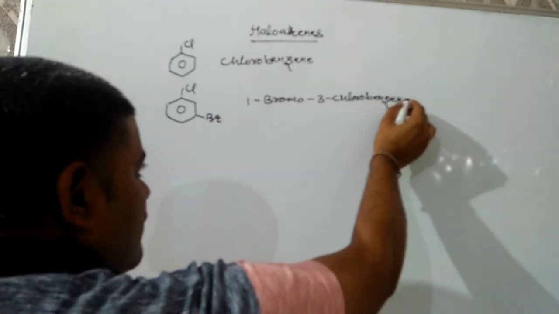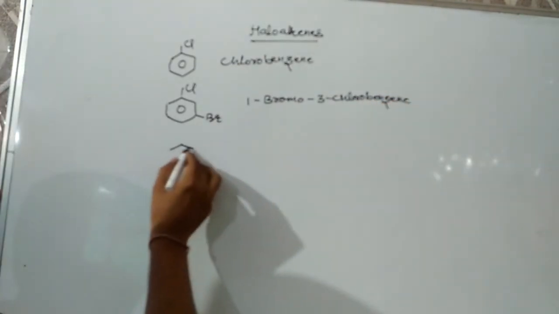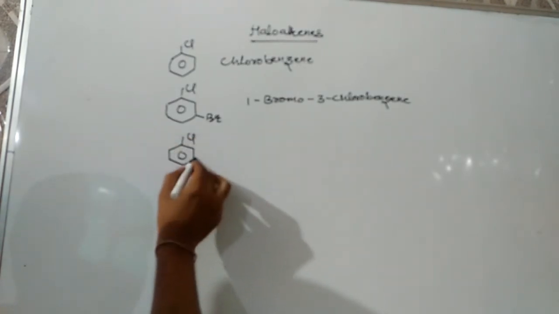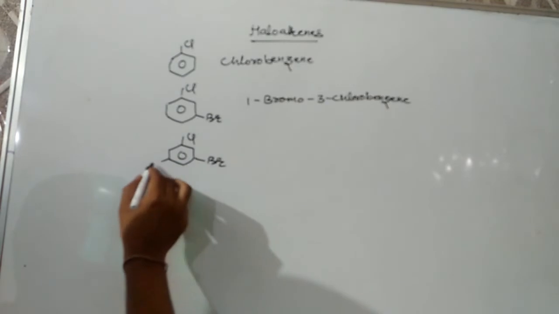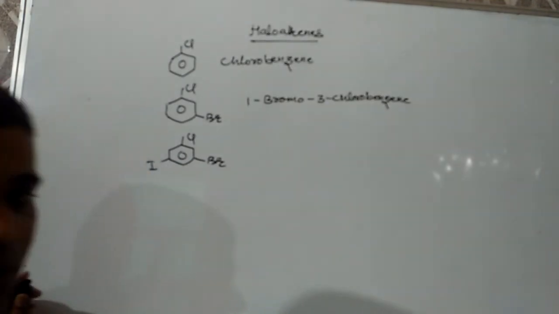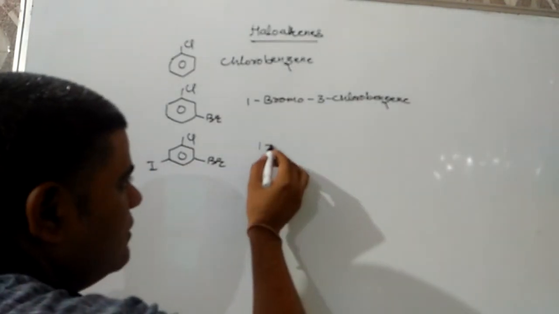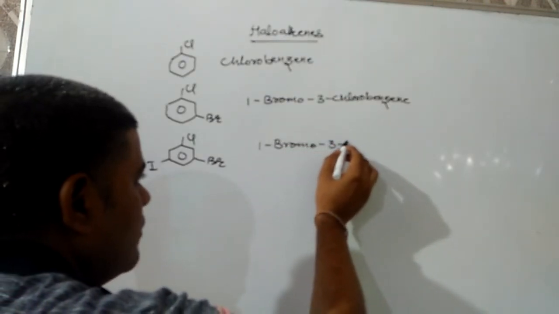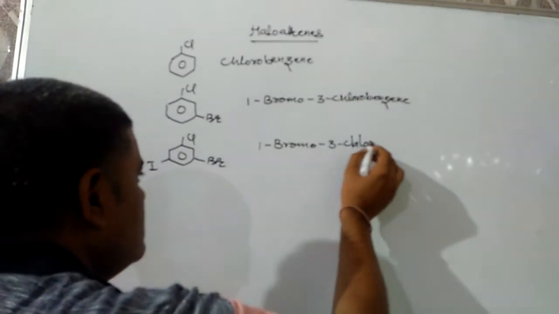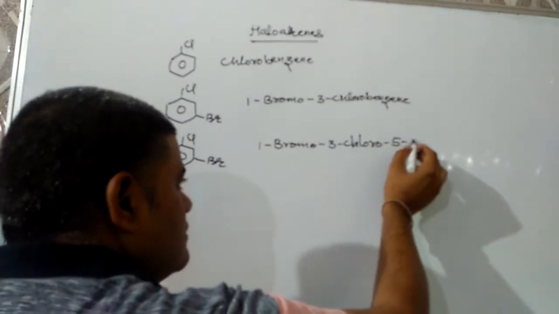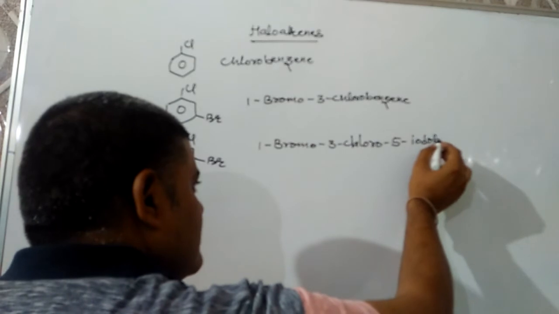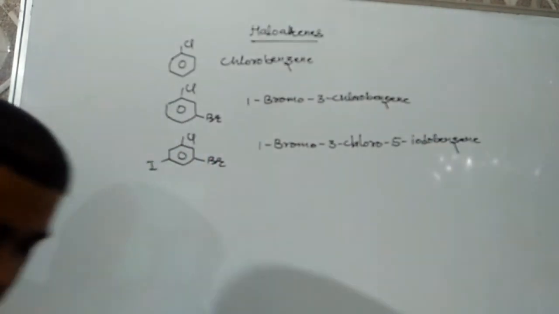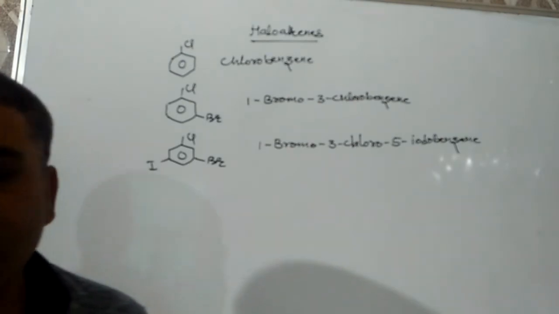The same rule is applied when three halogens are there. If chlorine, bromine and iodine, all three are there, then we have to start numbering from bromine. The name should be 1-bromo-3-chloro-5-iodobenzene. I hope you can do the nomenclature of haloarenes.